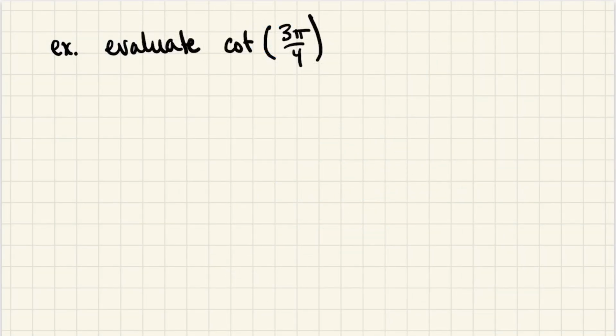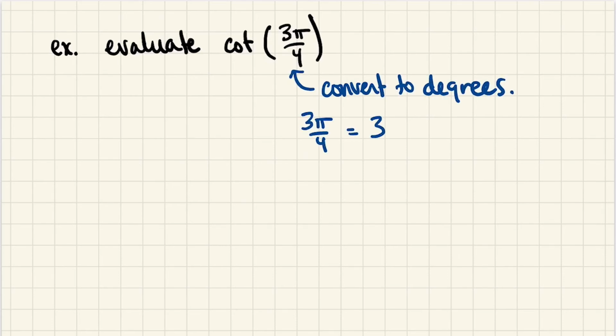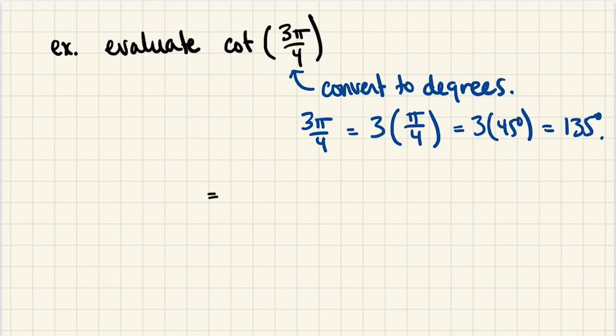All right, let's evaluate cotangent of 3 pi over 4. So again, we'll just convert to degrees. 3 pi over 4 is 3 copies of whatever pi over 4 is, and we know pi over 4 is 45 degrees. So this is like 3 45 degrees. That's 135 degrees. So this is like asking, what is the cotangent of 135 degrees?